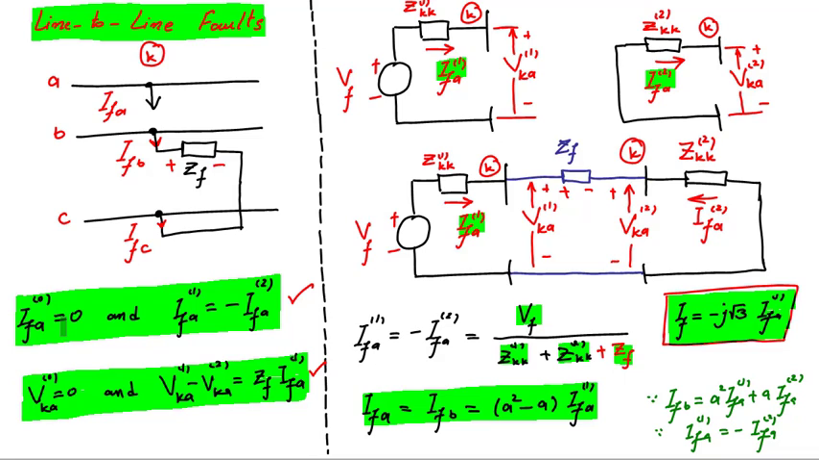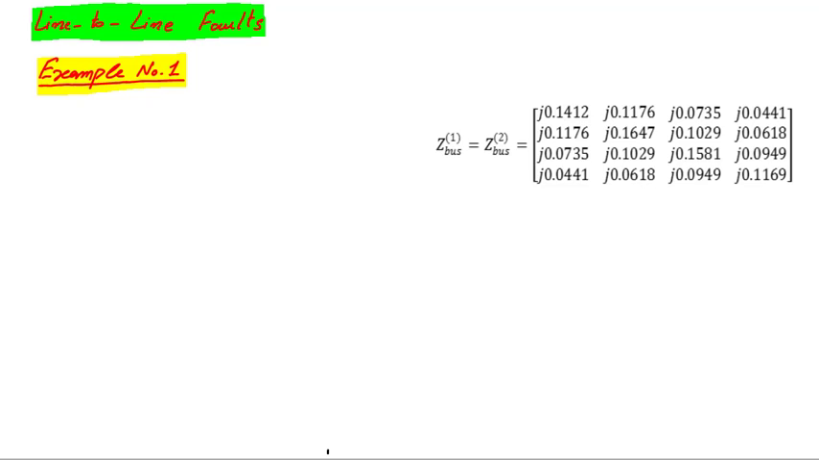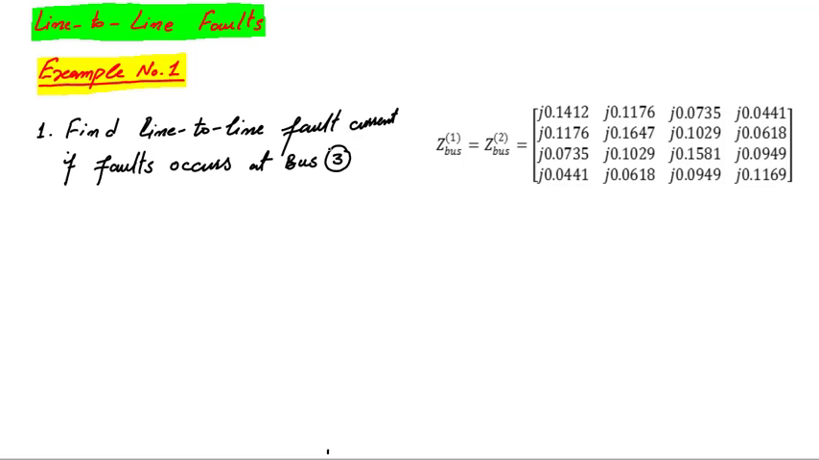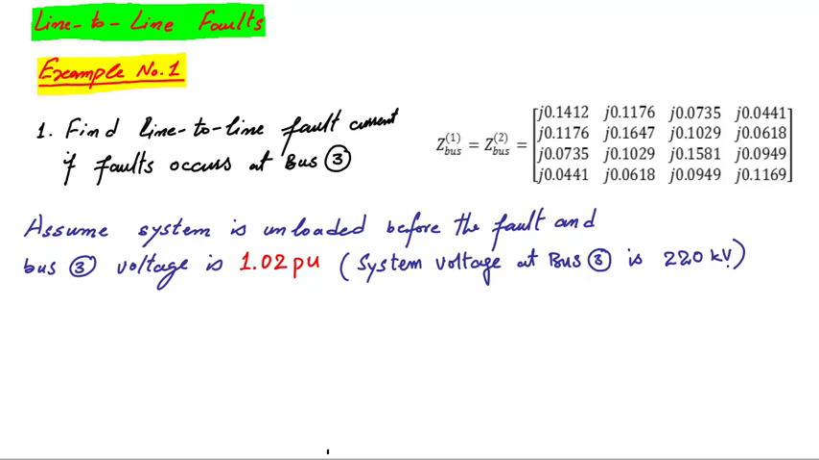Now we can see an example of how to use these equations and formulas to calculate the short circuit fault current in case of a line-to-line fault. In this example, the positive sequence and negative sequence Z-bus of a 4-bus system is given as shown here. The question is: find the line-to-line fault current if a fault occurs at bus number 3. Assume the system is unloaded before the fault and the bus 3 voltage is 1.02 per unit. The system voltage at bus number 3 is 220 kilovolt.